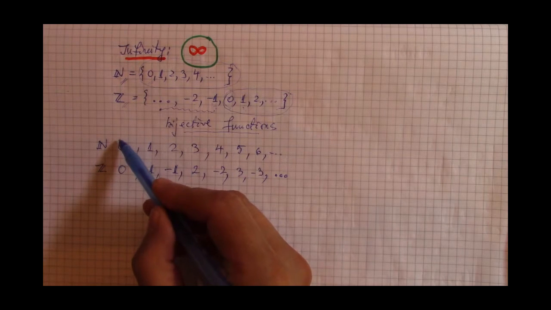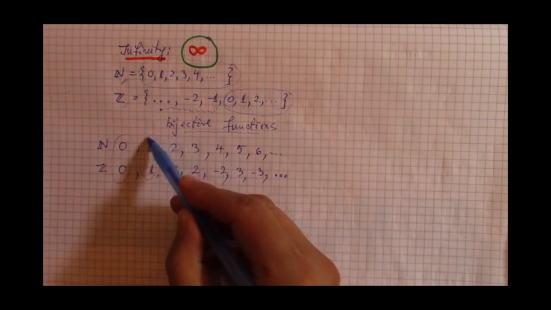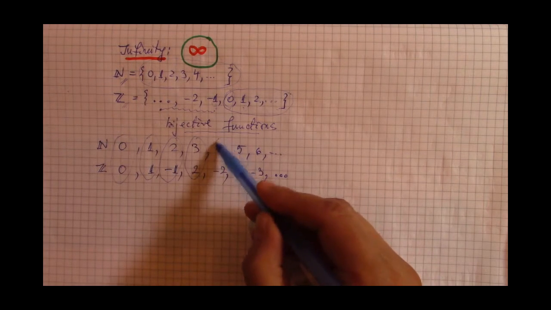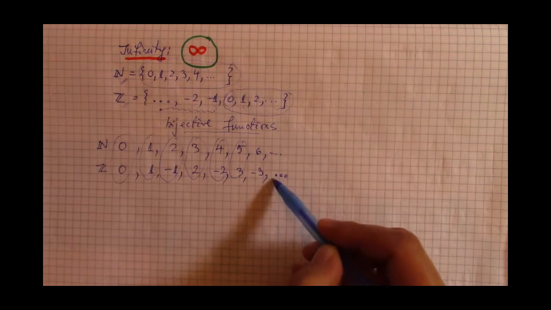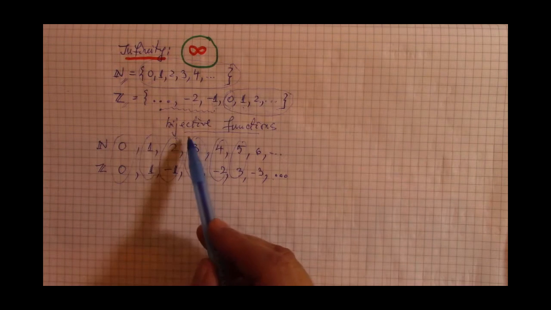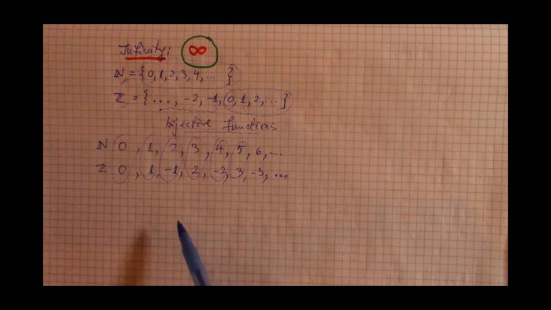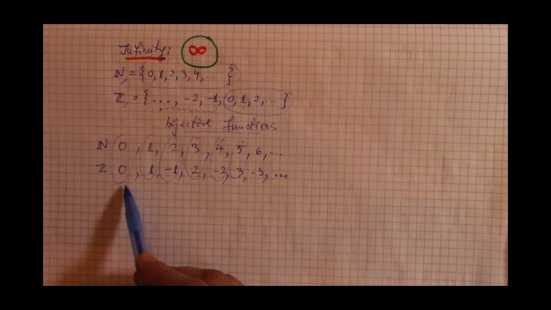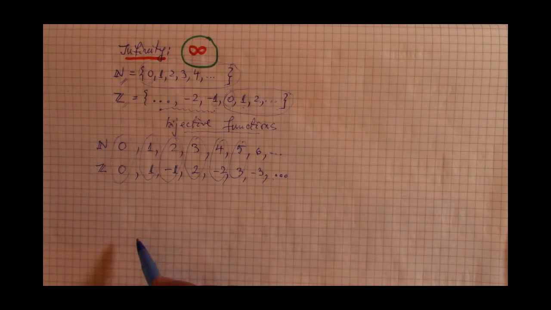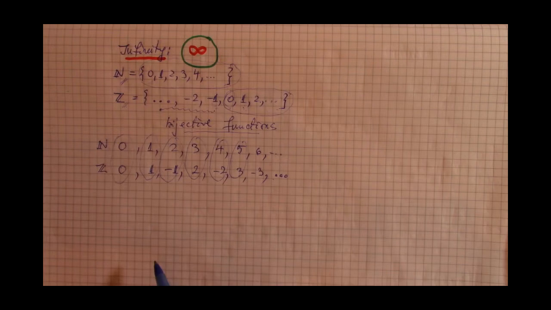Well, if we think of pairing up 0 with 0, 1 with 1, 2 with -1, 3 with 2, 4 with -2, 5 with 3, and so on, then we actually construct what's called a bijective function. But let's not go into the technicalities of that. Looking back at this pairing, it doesn't look like Z is bigger than N. Actually, it looks like Z has exactly the same number of elements as N.